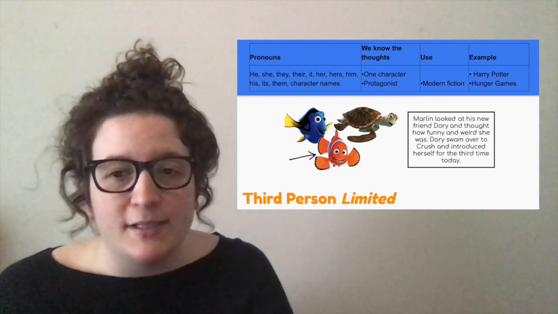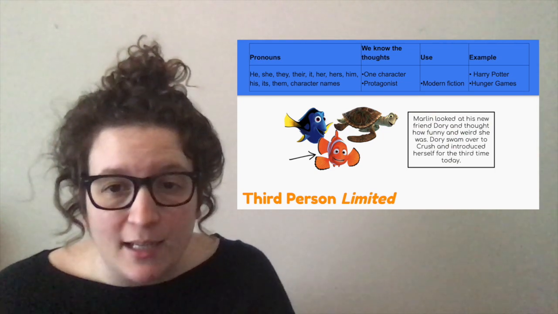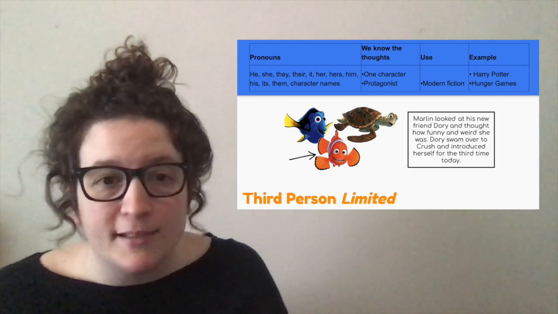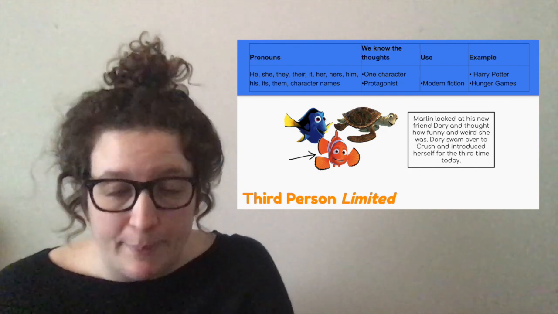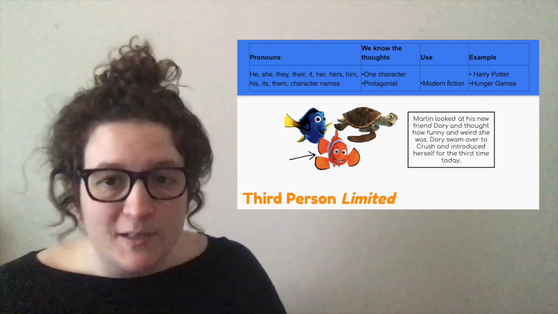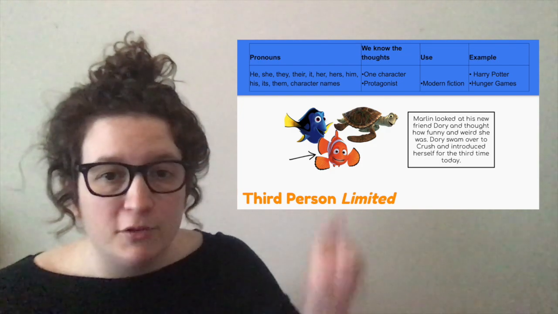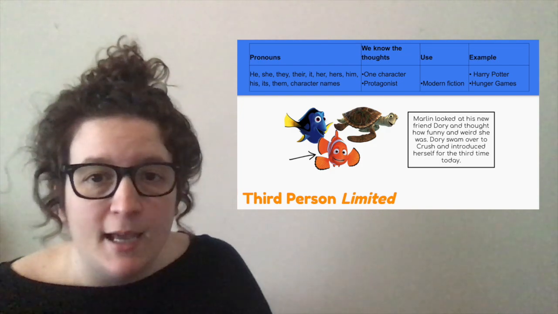Okay, the second point of view is third person limited. In third person limited, we are limited to the thoughts of one character, typically the main character. So in this slide, you'll see that the arrow is pointing towards Marlin. So in your note sheet, you want to move that arrow to point towards Marlin.